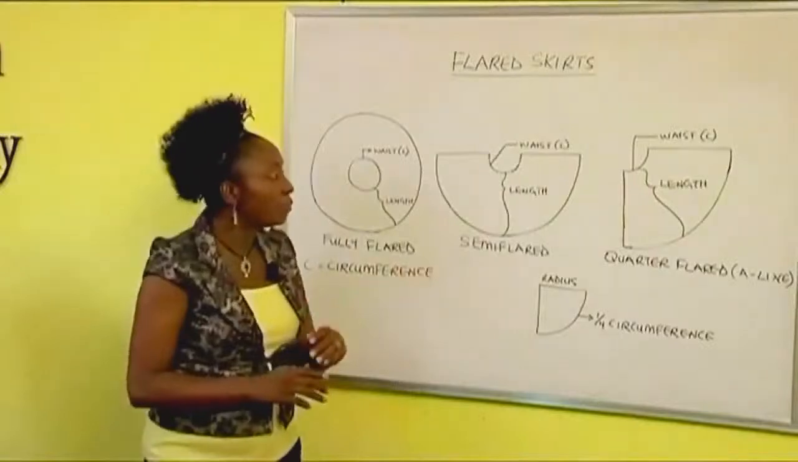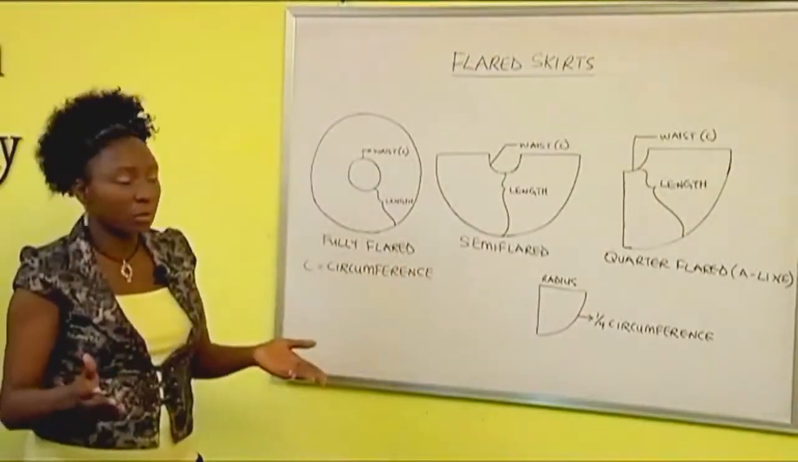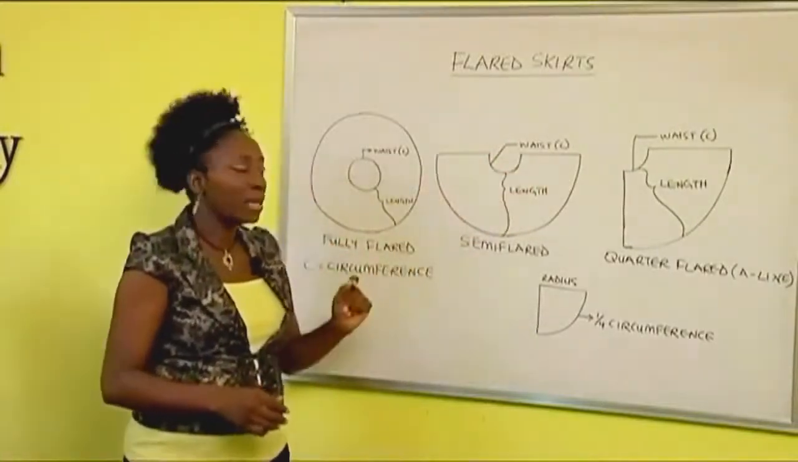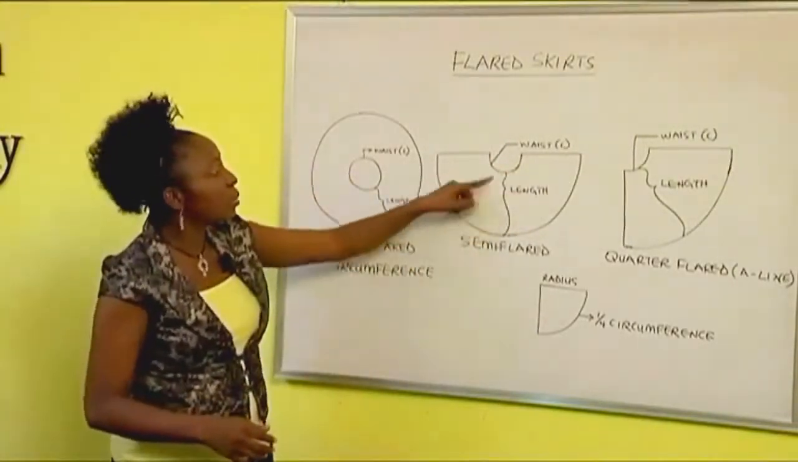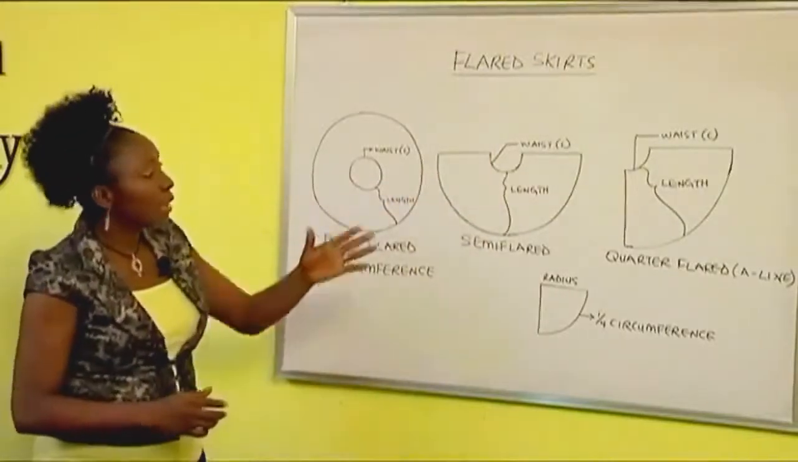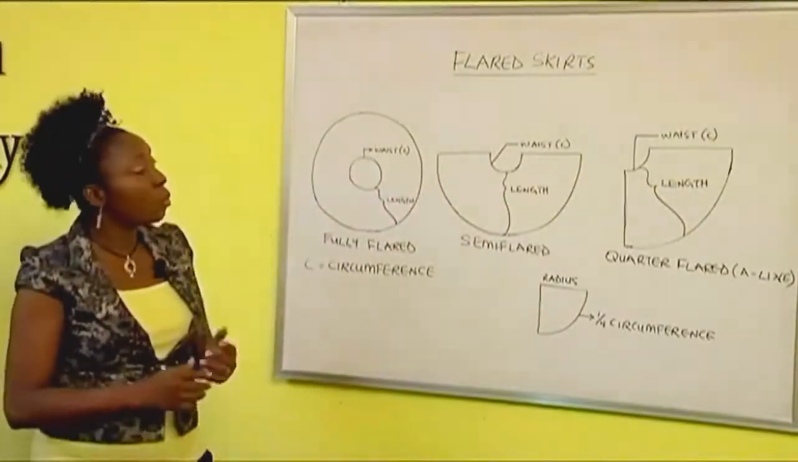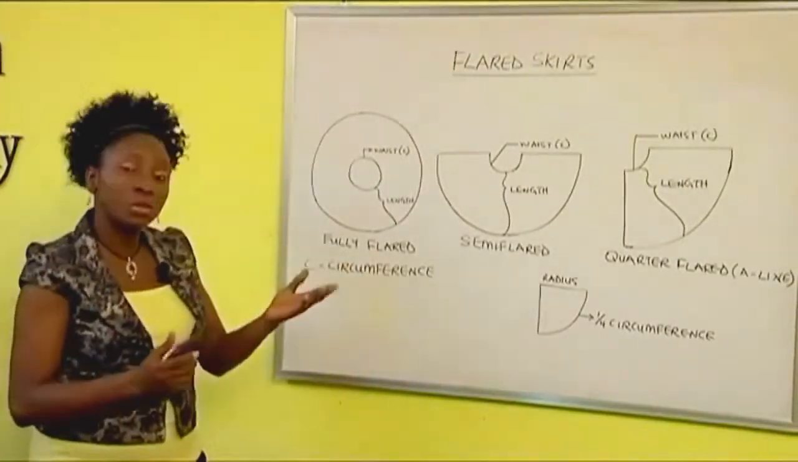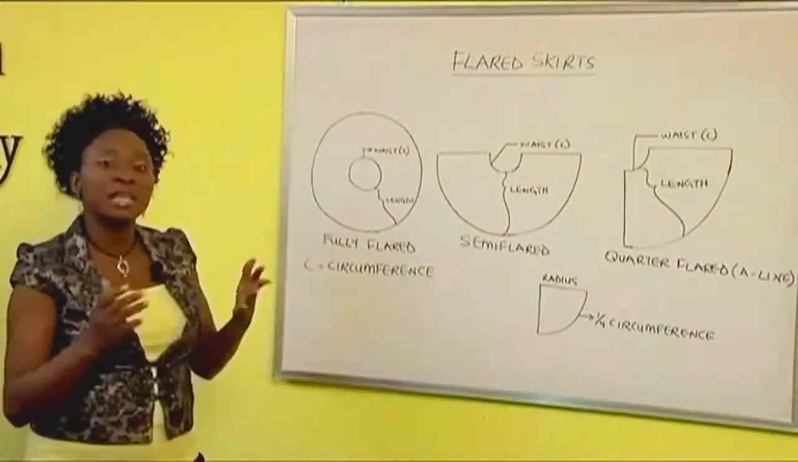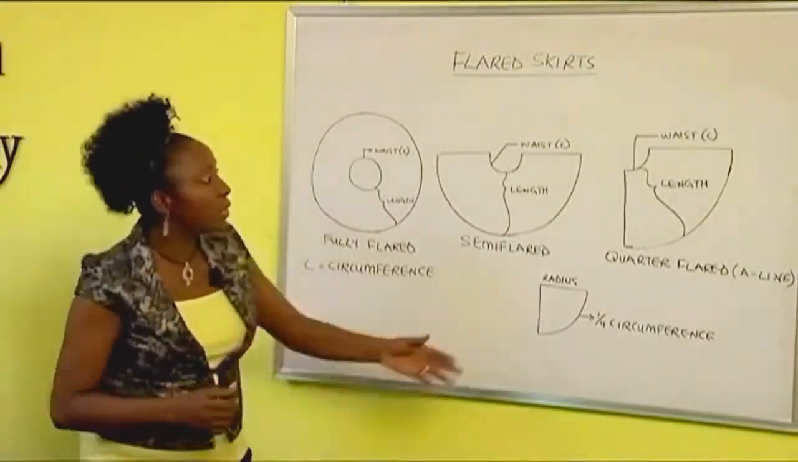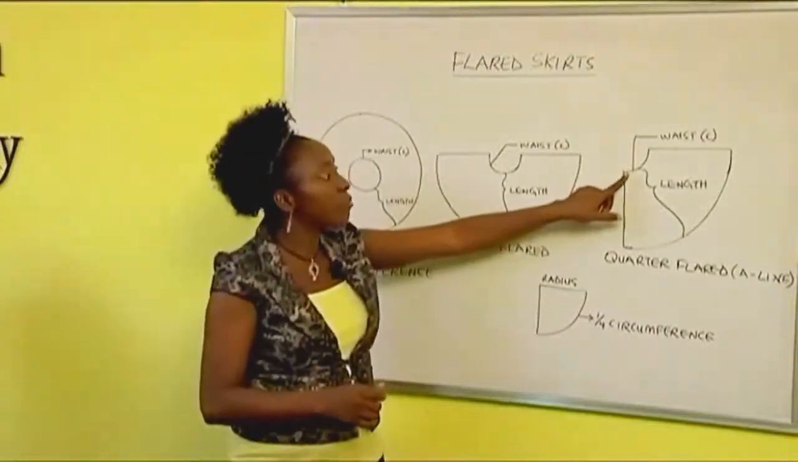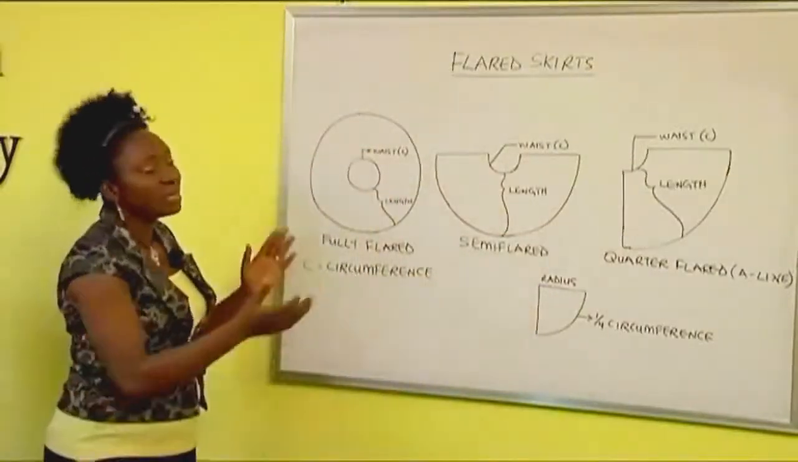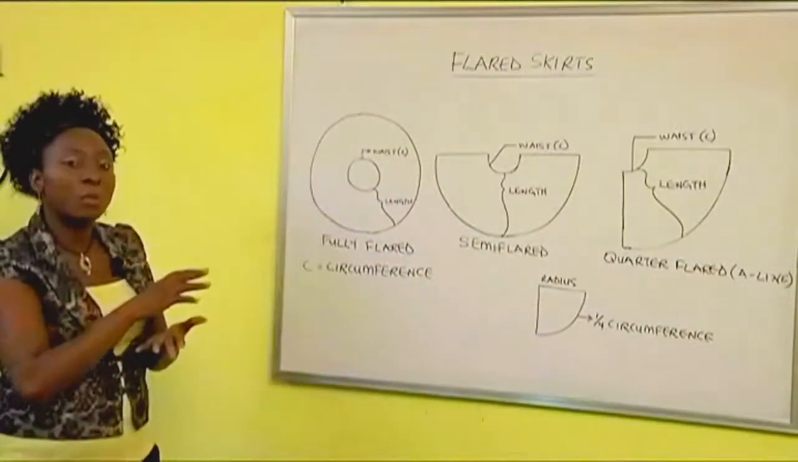Now if you look at the semi-flared skirt, you can see that it's a semicircle. And we have the inner semicircle here representing the waist. And of course the distance between the 2 semicircles will give you the length. Now the third one we have there is a quarter circle. It's called the quarter flared skirt, also known as the A-line skirt. It's not as flared as the others, obviously. This quarter circle in here represents the waist, and the length is in between the 2 quarter circles.